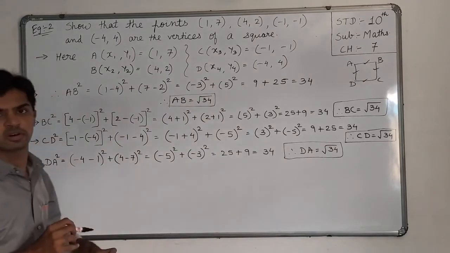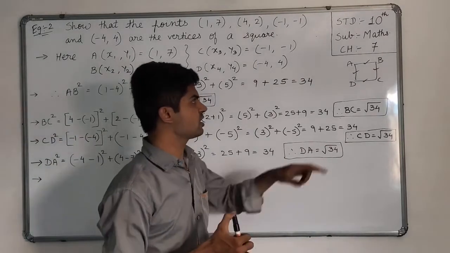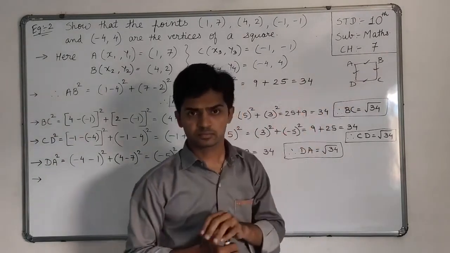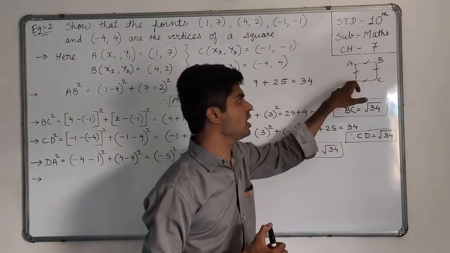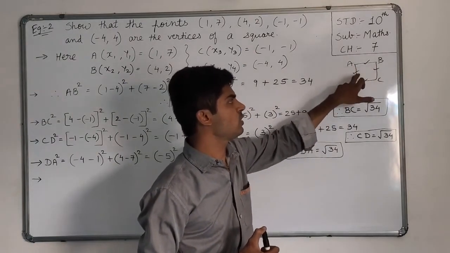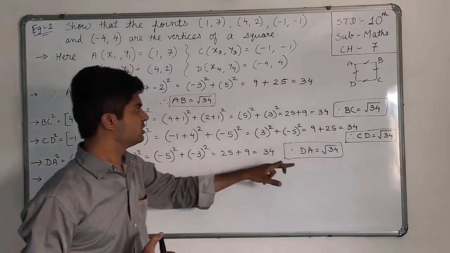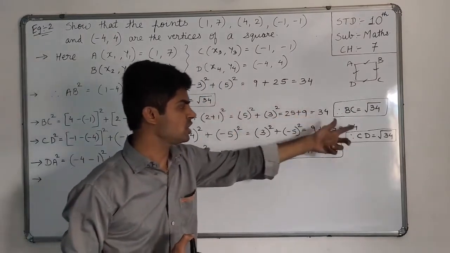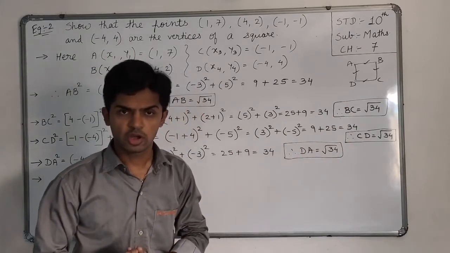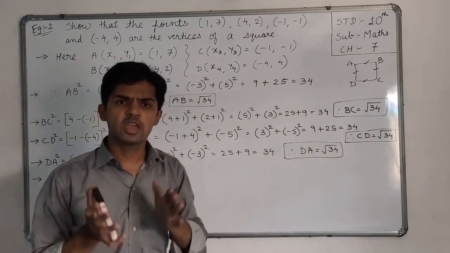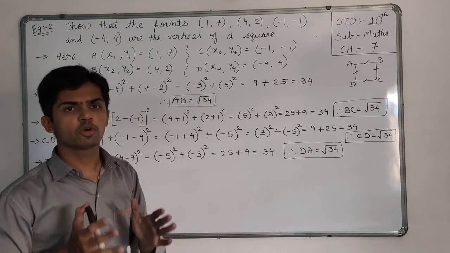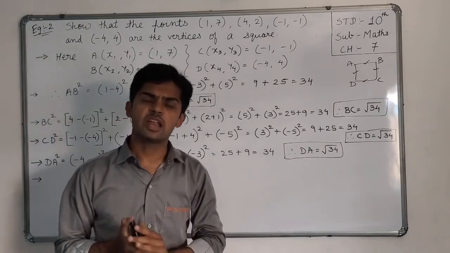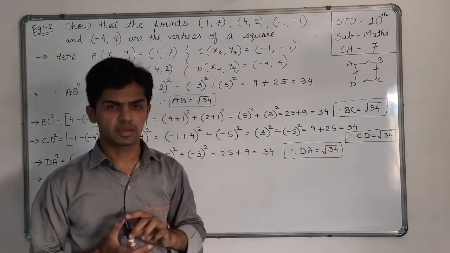Now four sides are over. As we had discussed earlier, we had found the length of all four sides, which are equal. चारों साइड जो है उसकी लेंथ इक्वल है, root 34, root 34, root 34, root 34. Okay, now we are going to prove that the length of diagonals are also same.